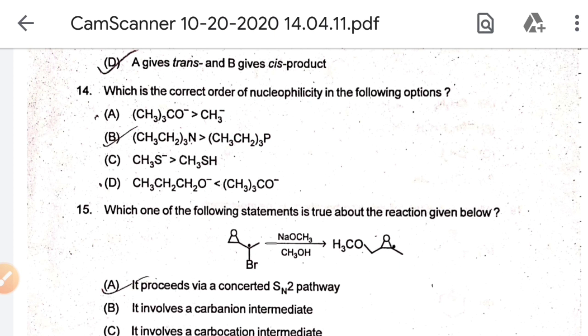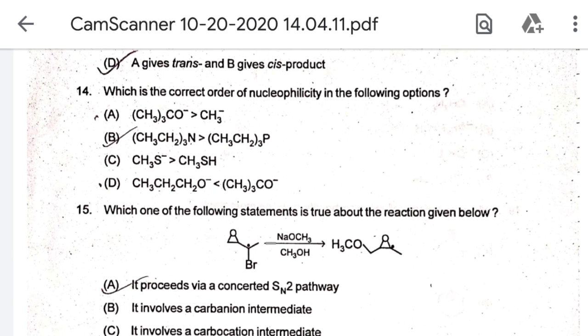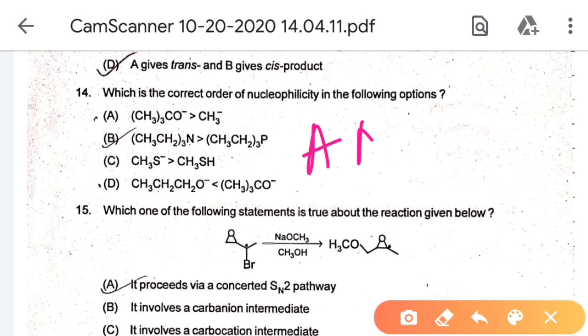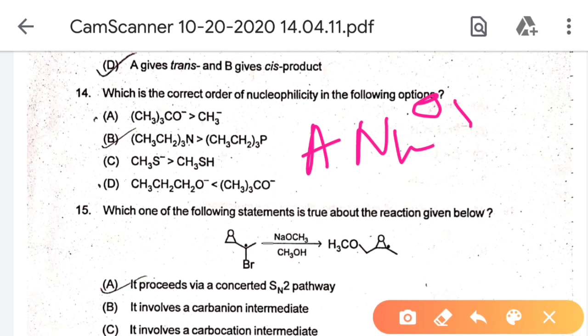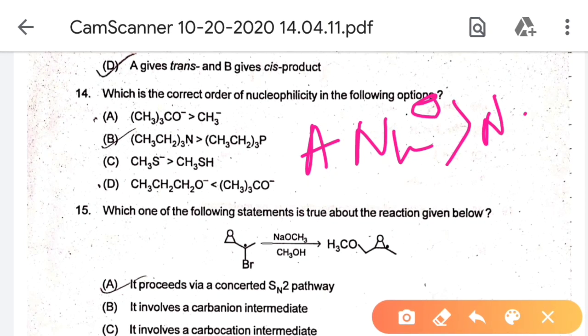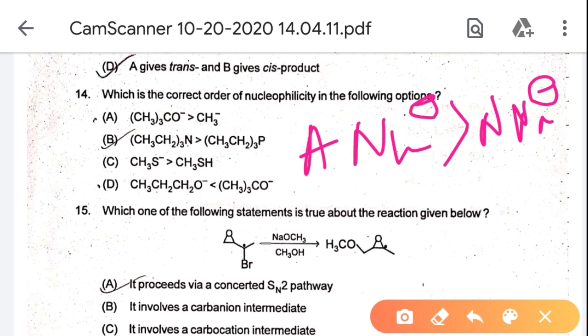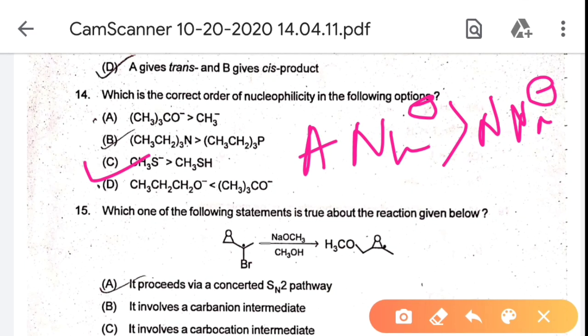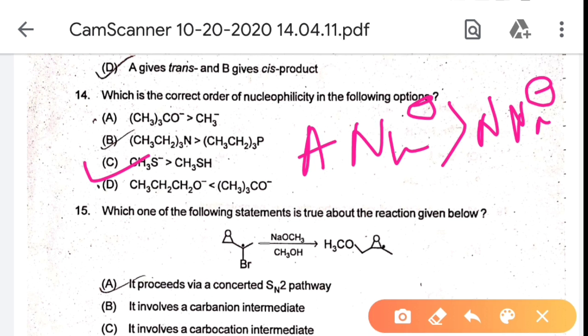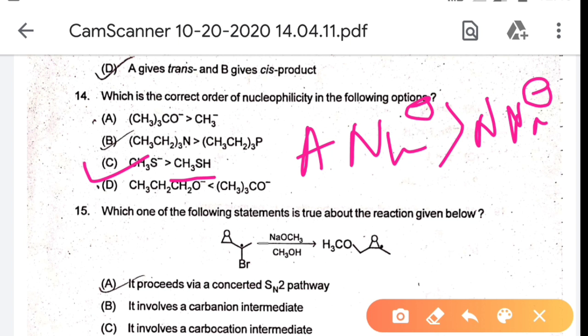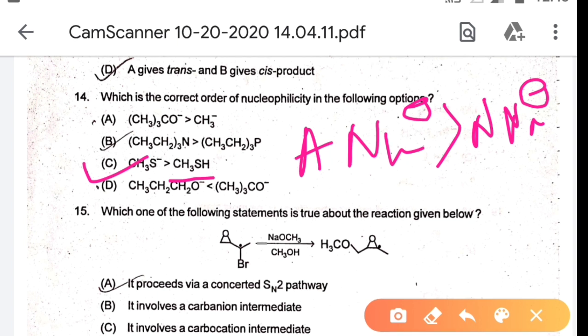So question number 14: which is the correct order of nucleophilicity in the following options? Remember one thing, if you have an anionic nucleophile and a neutral nucleophile, obviously your anionic nucleophile will be more reactive than your neutral nucleophile. So see, in option C, there is an anionic nucleophile. So this will be more nucleophilic than the neutral nucleophile. So for this question, the correct option will be C.